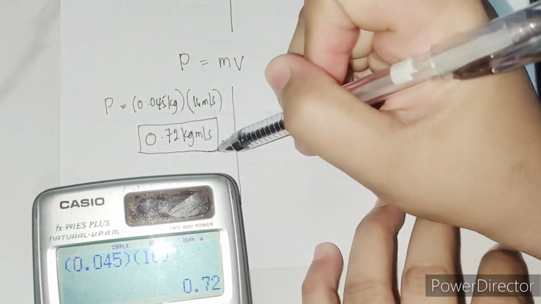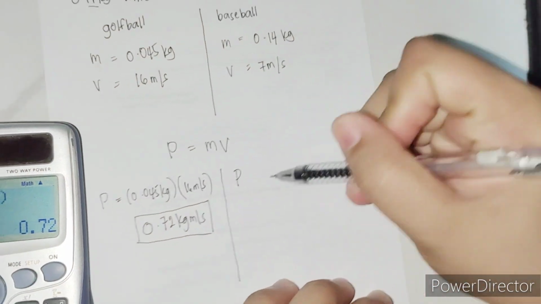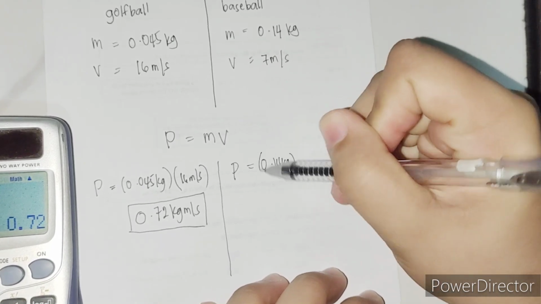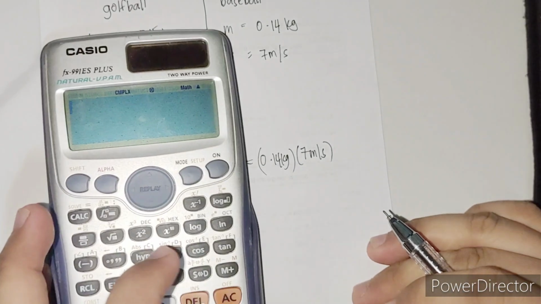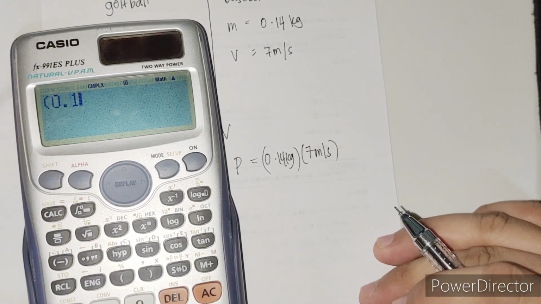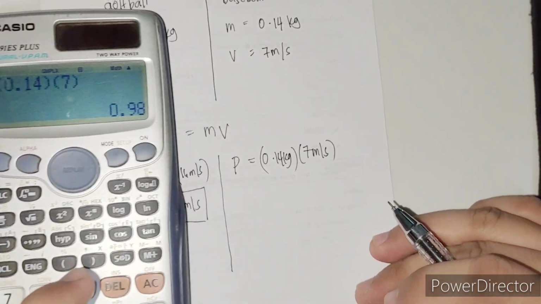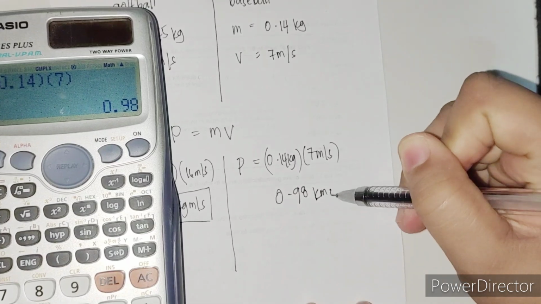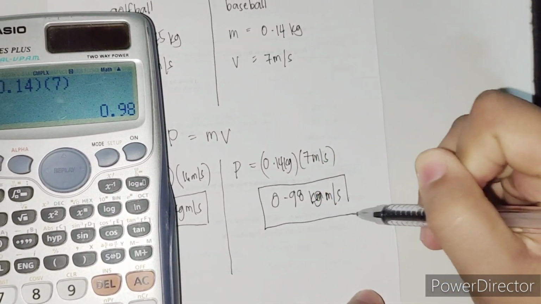Yes po. Okay, hindi pa po yan ang final answer. Meron pa tayong isang isosolve. Substitute natin yung kabila. We have 0.14 kilogram times 7 meter per second. Again, using our calculator, 0.14 times 7 is equal to 0.98 kilogram meter per second.